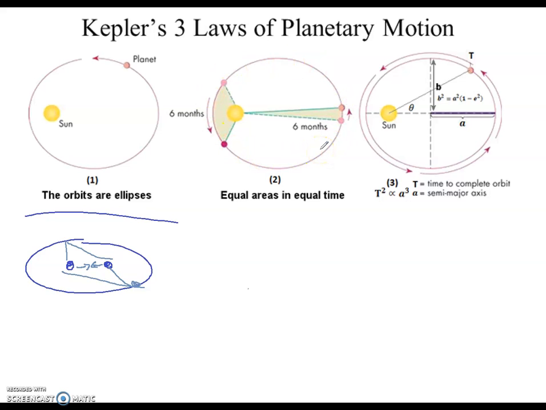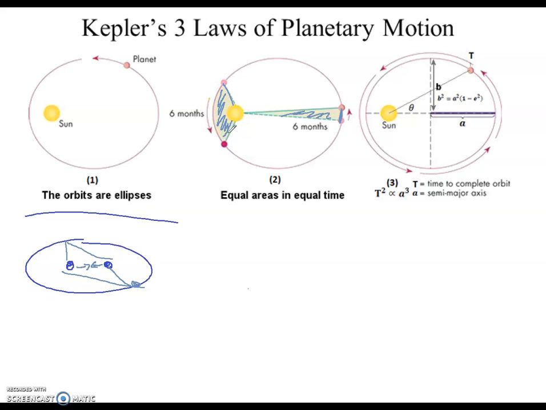And it can sweep out equal areas in equal times, and that's what this represents. So if it's going over here, it's really, really slow. It's only going to go that little tiny distance in 6 months, and it sort of makes this triangle shape. Over here, it's a lot faster. So in 6 months, it goes a much greater distance.